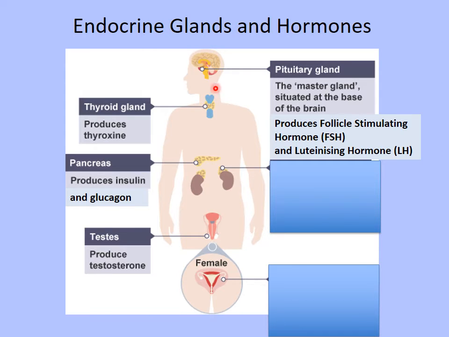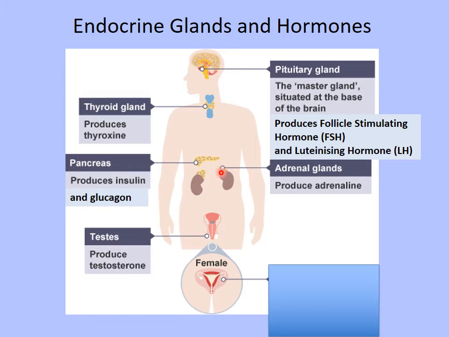Down here in males, we have the testes, which produce testosterone, and up here, just underneath the brain, there's a little pea-shaped gland, which is the pituitary gland. That produces lots of different hormones, and we're going to come to why it's the master gland, but it produces two key hormones that you need to know about: follicle stimulating hormone, FSH, which controls the development of egg cells in the ovaries, and luteinizing hormone, which controls ovulation in females.